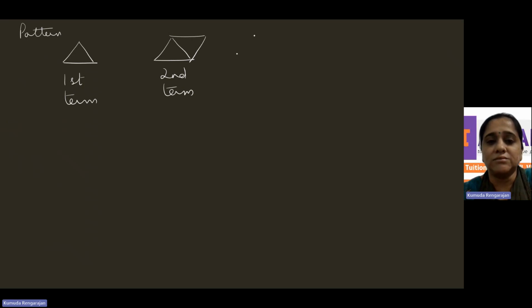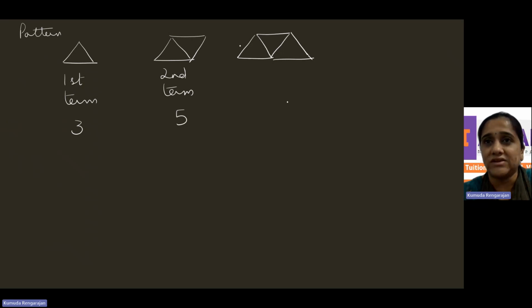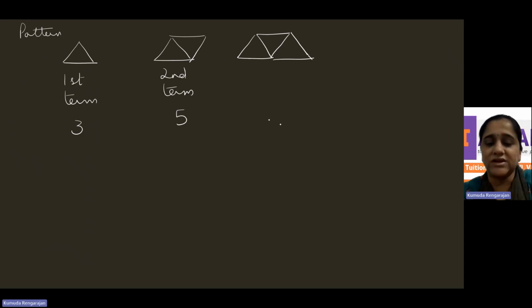All right. Now the third term. How many sticks are here? 3 sticks. Here, how many sticks? 5 sticks. Here, how many sticks? 1, 2, 3, 4, 5, 6, 7 sticks. Count. 7 sticks. Correct? This is the third term.